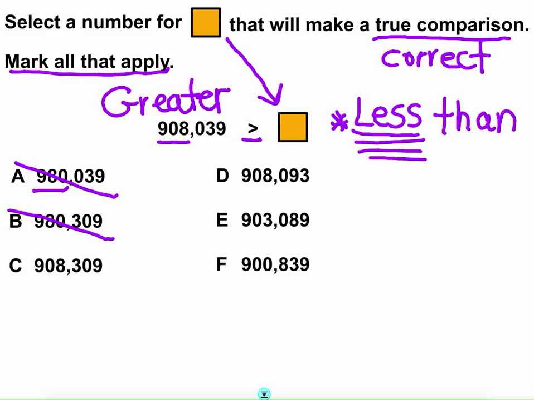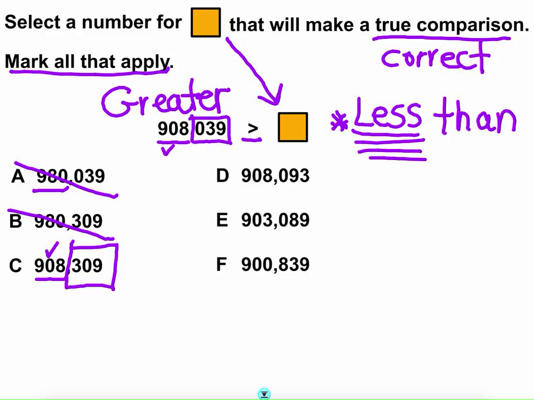So now I'm moving on and I see choice C that also starts with 908,000. So right now it's the same. Now I'm going to use my chunking. All right. So is 39 greater than 309?